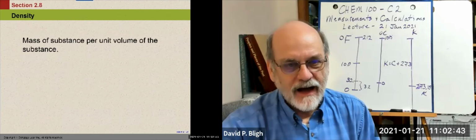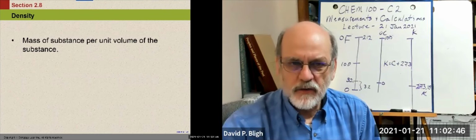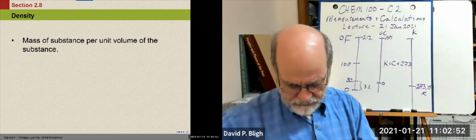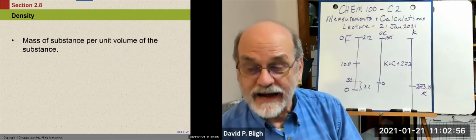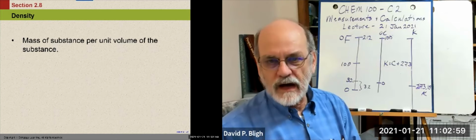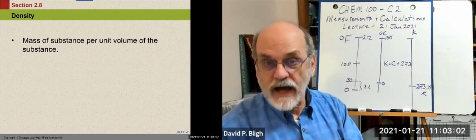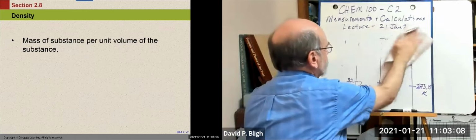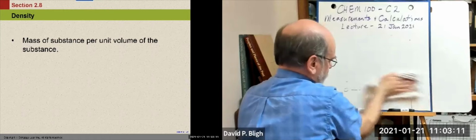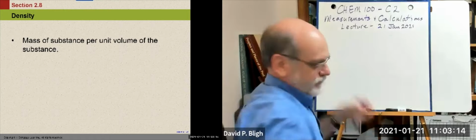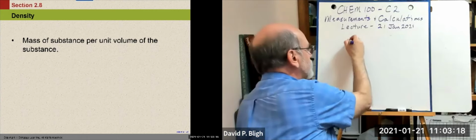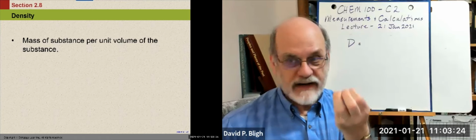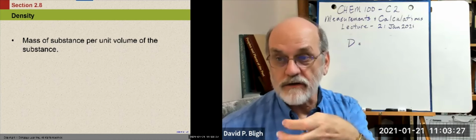Okay. Here's a discussion on density. And the reason we chose this one was to show you that formulas, particularly those that are used to define a derived value, are useful to answer questions. So we're going to define density. Okay, density is defined as the mass of any substance that's contained in a unit of volume.